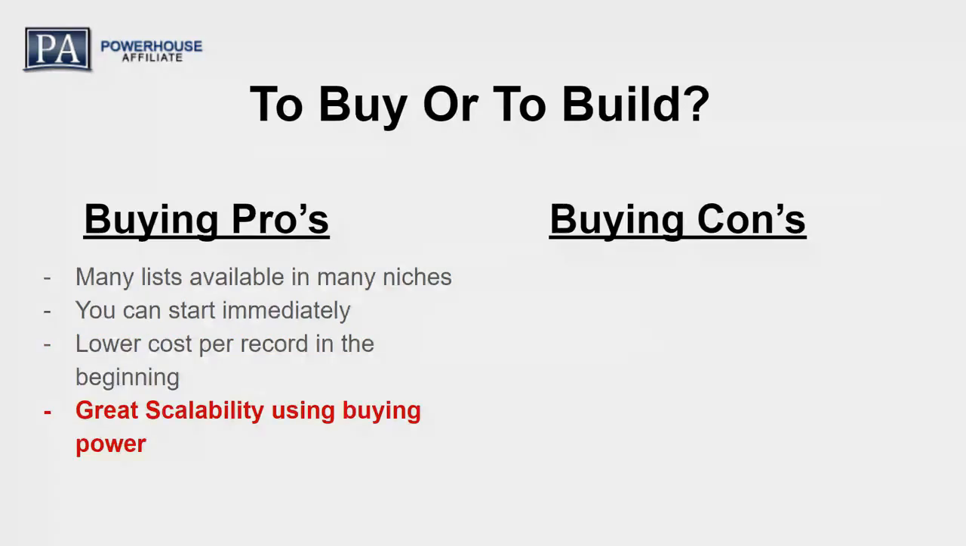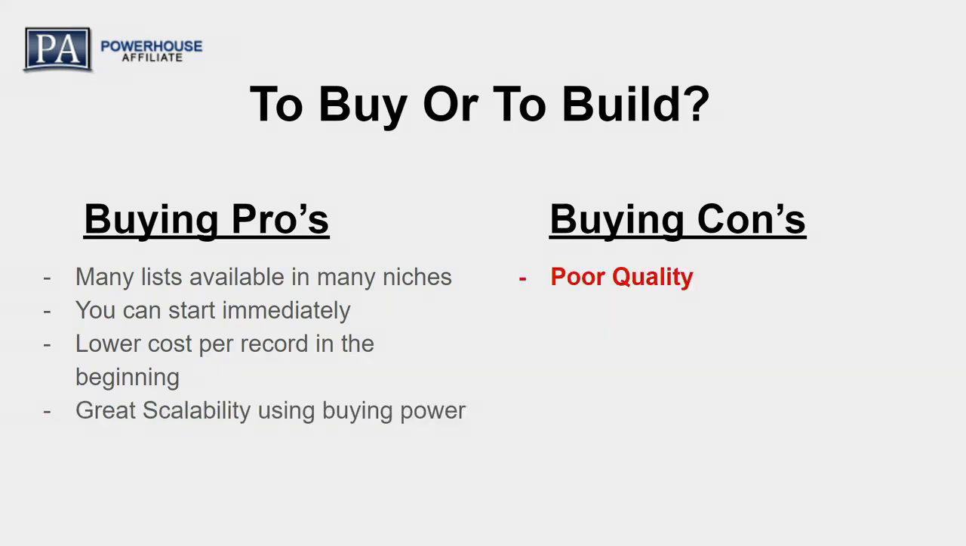And you have greater scalability using buying power. So if you happen to have $5,000 sitting there that you want to buy email data, you're going to be able to buy a lot of data. You're going to be able to email fast. And as long as you have that cash, there's always going to be other lists available for you to buy.